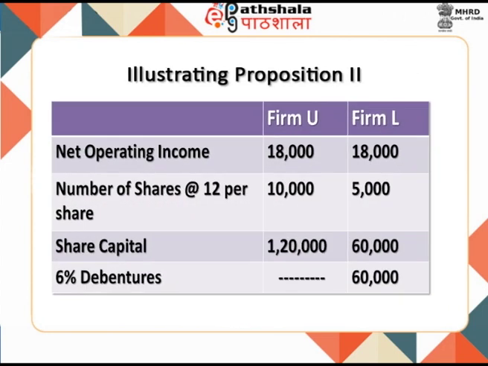Let us understand the working of proposition 2 with the help of an illustration. Suppose there are two firms U and L. Firm U is an unlevered firm and firm L is a levered firm. Operating income of both the firms is rupees 18,000. Firm U has 10,000 shares at rupees 12 per share and firm L has 5,000 shares at rupees 12 per share. Thus, the share capital of firm U is 1,20,000 and of firm L is 60,000. Firm L also has 6% debentures worth rupees 60,000.